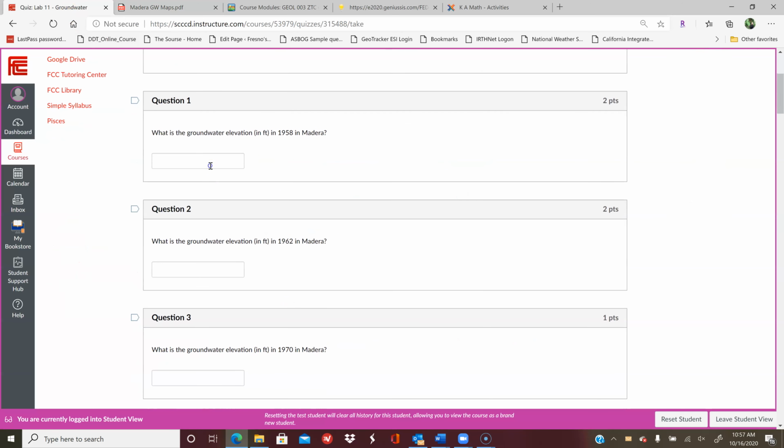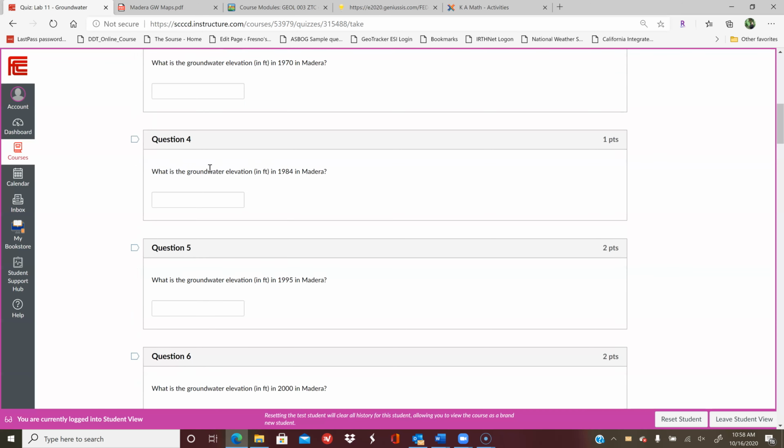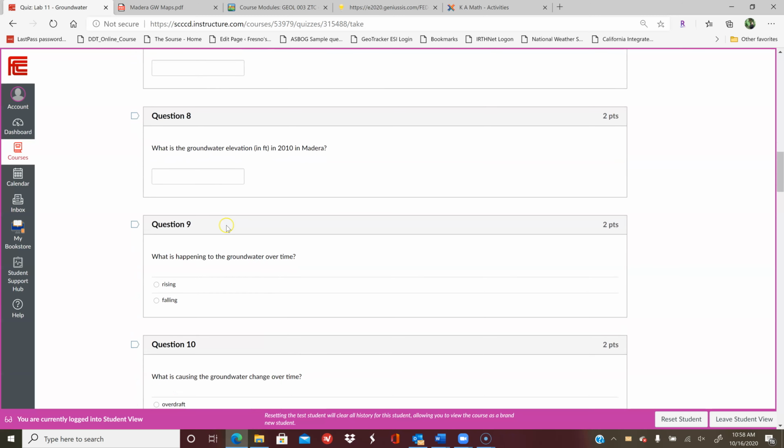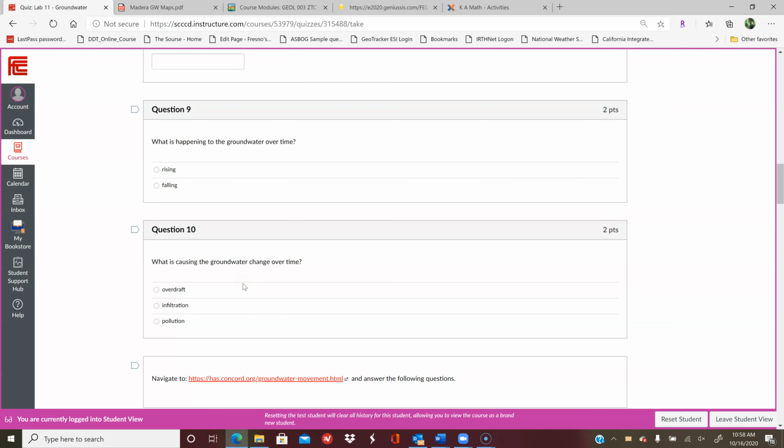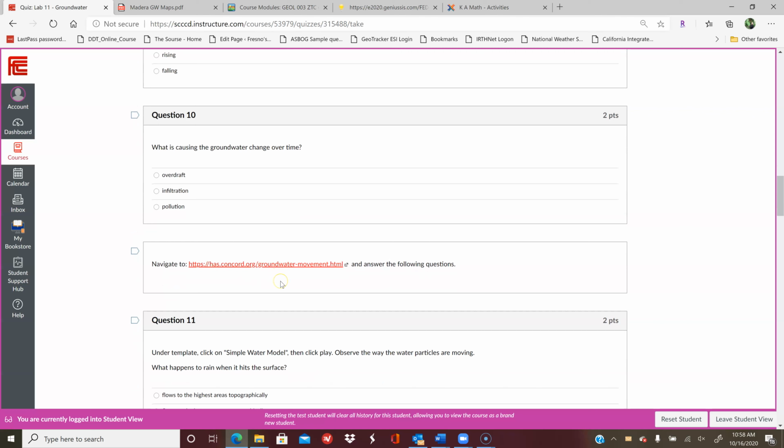So you'll input that here, and this is a numerical input, so you just need to put the number in. Don't have to write feet. I believe if you start putting in letters, it'll tell you to only put numerical values in here. So there's a few questions on those maps going through each of the years, and then it'll ask you some follow-up questions like what's happening to groundwater, why would it change over time, things like that. And then when you're done with the maps, you're going to navigate to this website and answer the questions that follow.